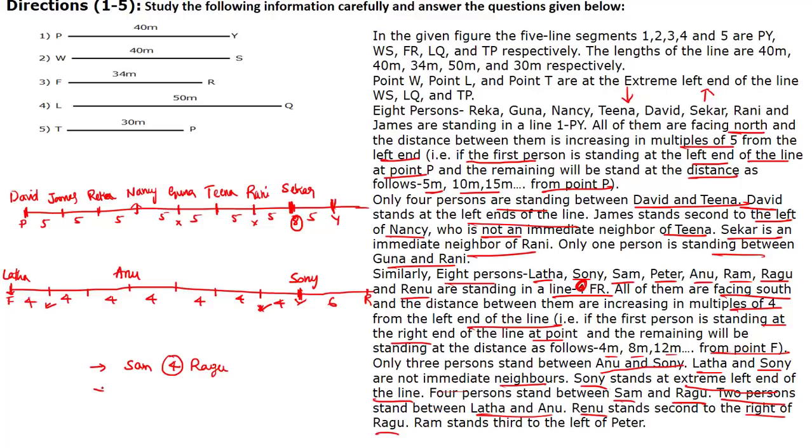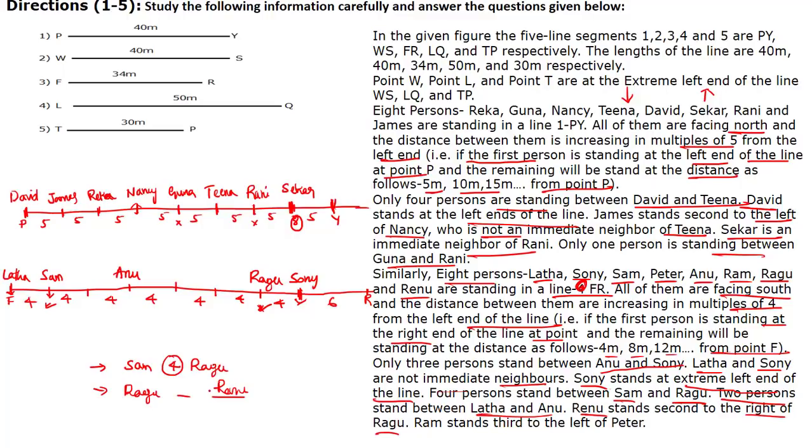The next one is Renu stands second to the right of Raghu. So Raghu's second right must be Renu. See here, friends, if I put Raghu here, this person is facing towards south. This person's right would be this. We cannot go to the second place. So it is not possible to place Raghu here. Then the only possibility is that Sam has to be here, 1, 2, 3, 4, and Raghu has to be at this particular place.